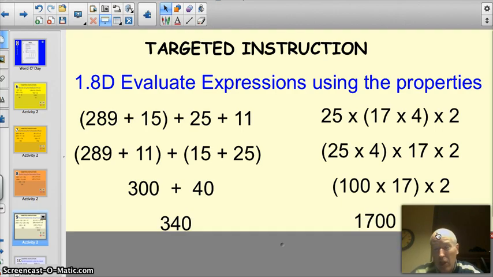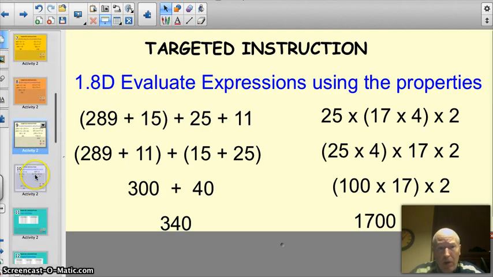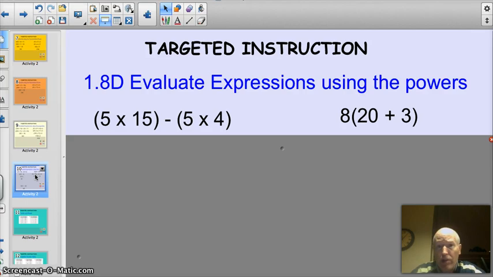So I was able to solve it quickly by using those properties to rewrite it, the associative power and the commutative power. I did not use the distributive power, but here we go. Here's a couple of expressions using the distributive power that you could try using. All right, go ahead and evaluate these and try to use the distributive power.